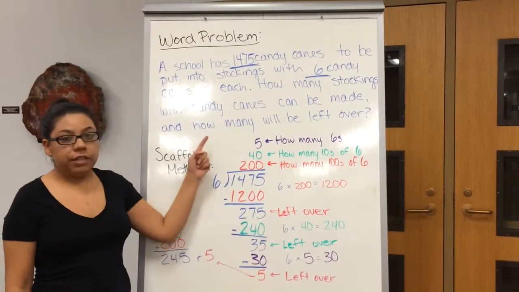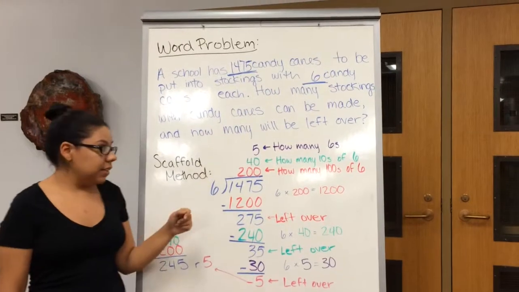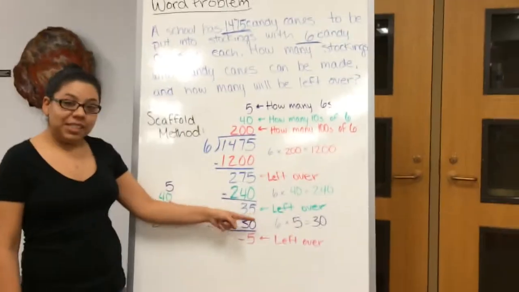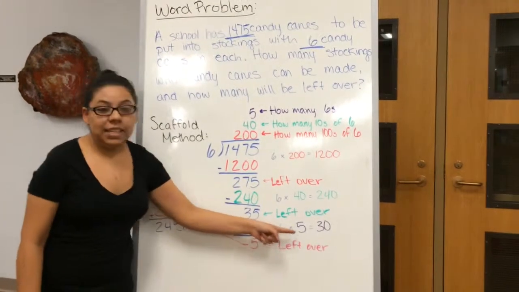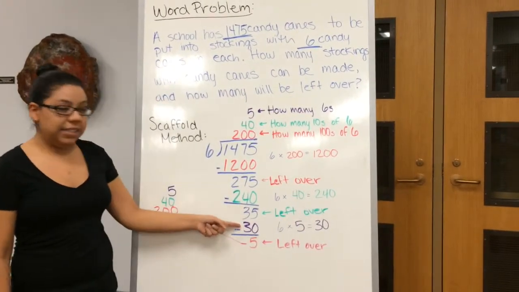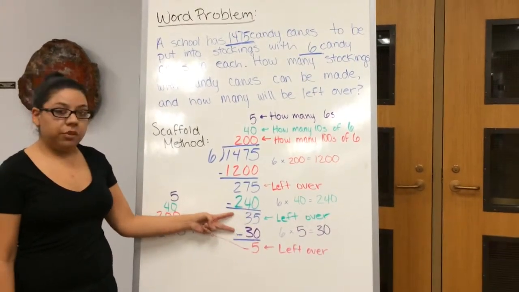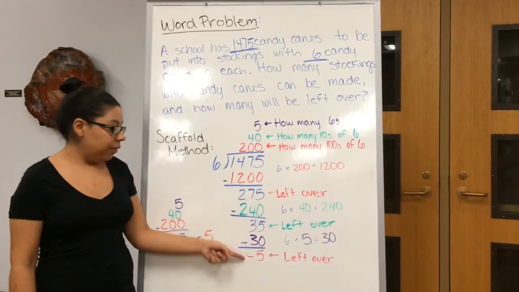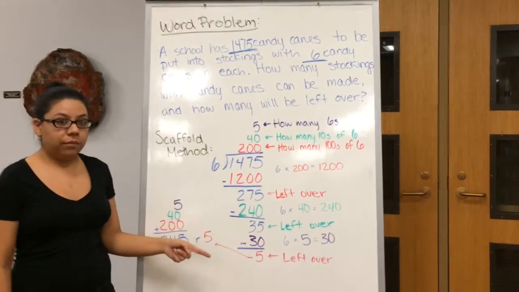Now, lastly, you have to ask yourselves, how many 6s are in the 35 here? Using this math here, we did 6 times 5, giving us 30. Placed here, we subtract these two from each other. 35 minus 30, giving us 5 left over overall.